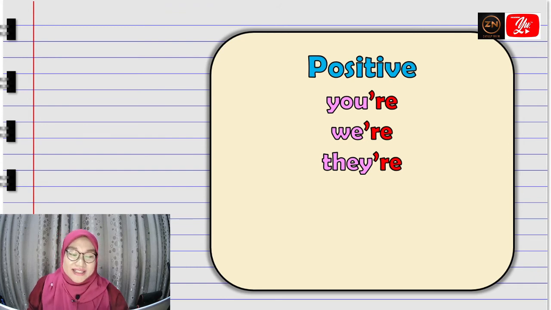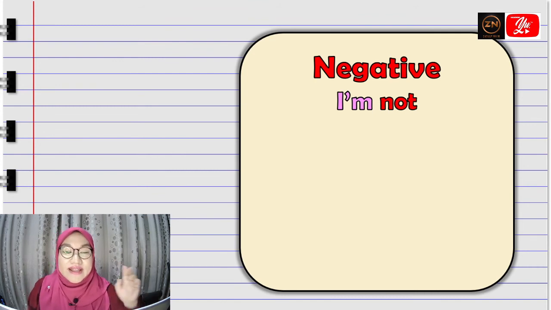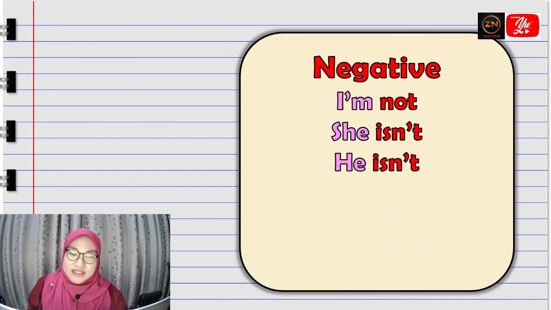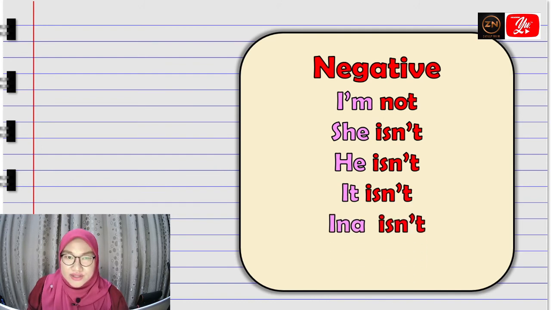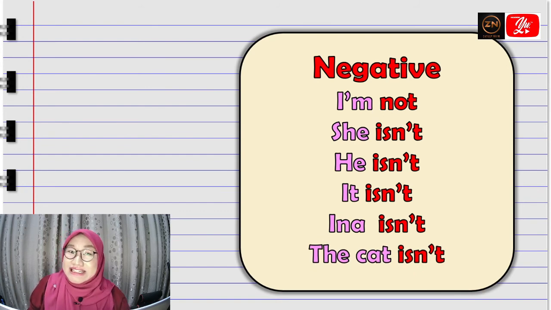Now let's look at the negative ones. For the singular ones, we can shorten them like this. I'm not, which comes from I am not. Next, she isn't, or she is not. He isn't, or he is not. It isn't, or it is not. Ina isn't, or Ina is not. The cat isn't, or the cat is not.